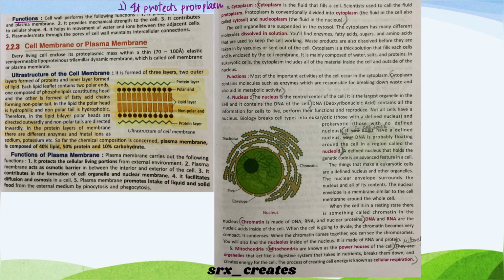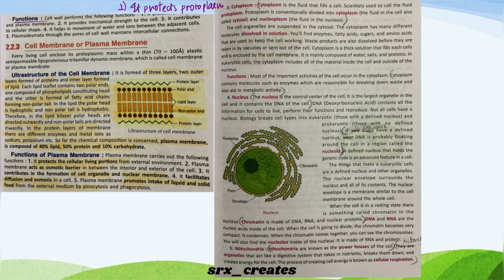Okay, clear. Now what's the function? See, it helps in protecting the cellular living portion, means the cytoplasm. It acts as an osmotic barrier, and contributes in the formation of cell organelles and the nuclear membrane, means formation of cellular organelles will be there only inside the cell cytoplasm, inside that plasma membrane portion. It facilitates diffusion and osmosis, means from high concentration to low concentration, something gets passed through the layer.